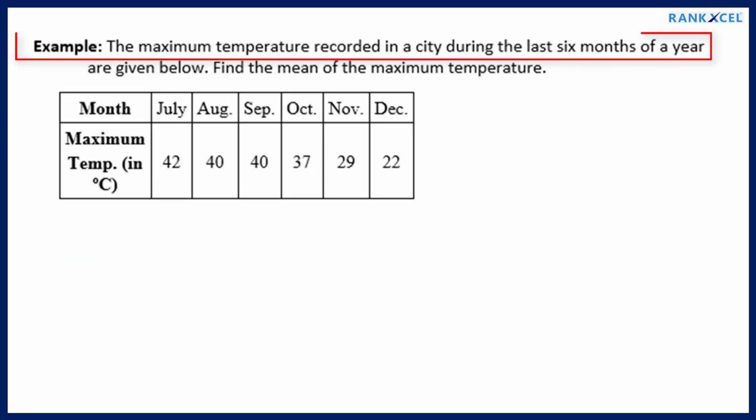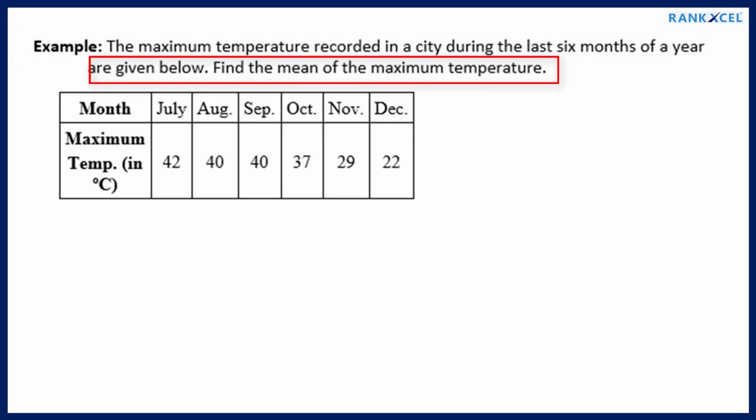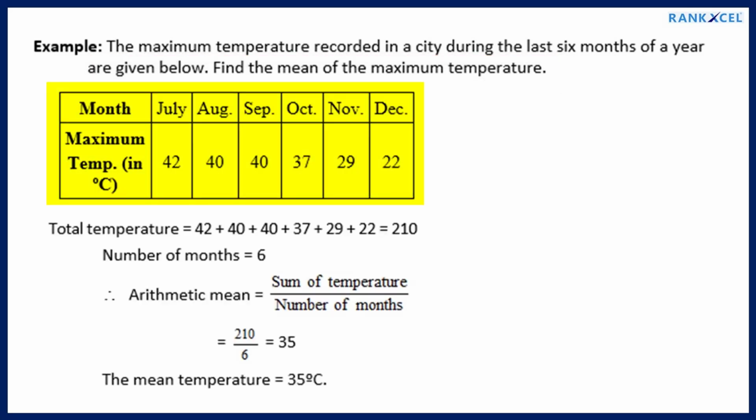Example: the maximum temperatures recorded in a city during the last 6 months of a year are given below. Find the mean of the maximum temperature. Total temperature equals 42 plus 40 plus 40 plus 37 plus 29 plus 22 equals 210. Number of months equals 6. Arithmetic mean equals 210 divided by 6. The mean temperature equals 35 degrees Celsius.